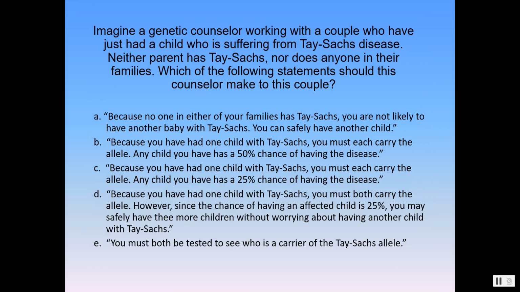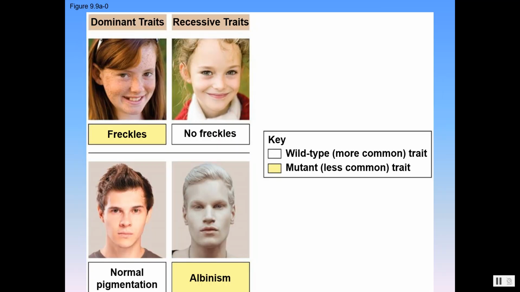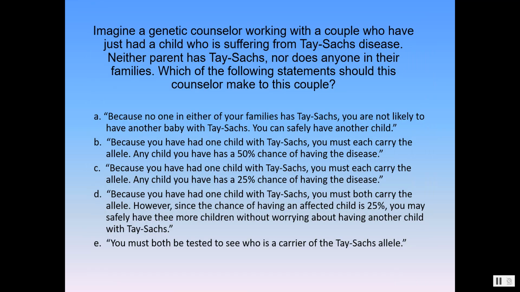So when we talk about different recessive disorders, again, you need to have the two, the homozygous recessive, usually as a result of heterozygous parents. This is a little question about a child who's suffering from Tay-Sachs disease. Neither parent has Tay-Sachs, nor does anyone in their family, right? But the child does. Tay-Sachs is a recessive disorder.